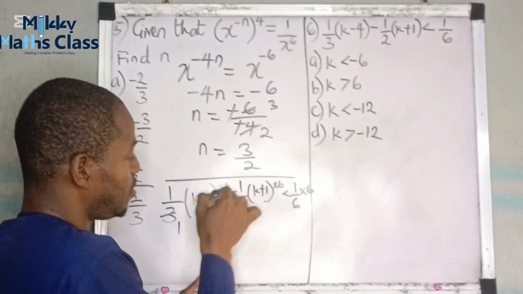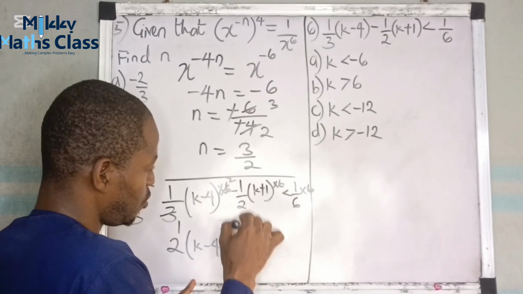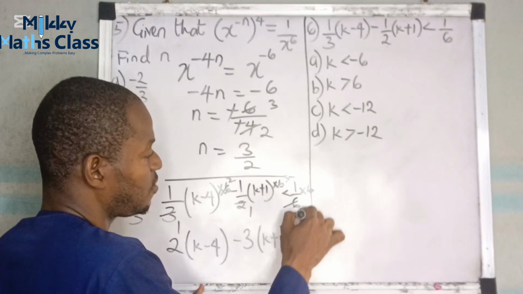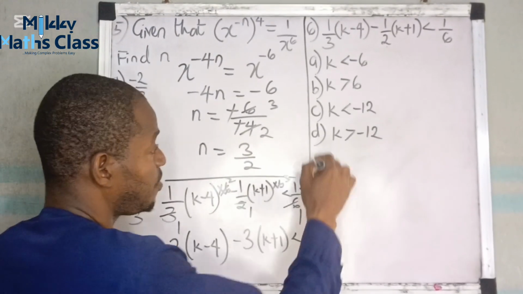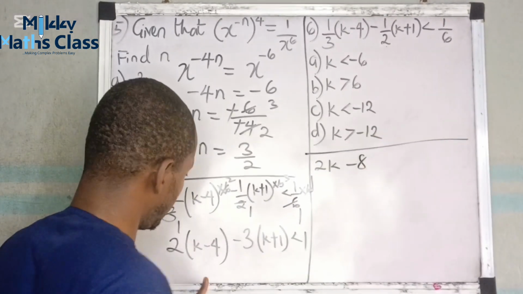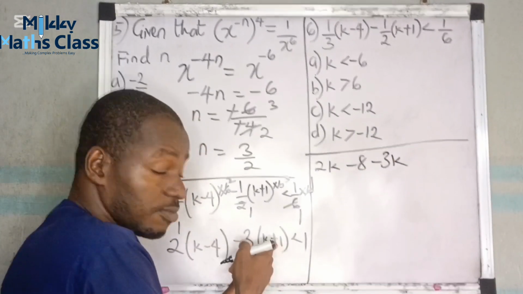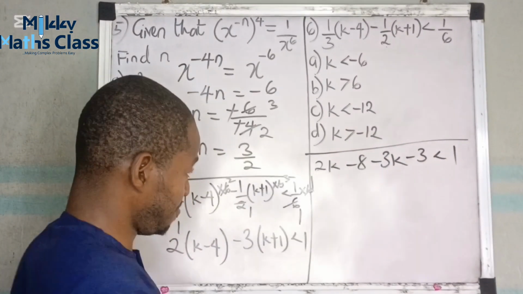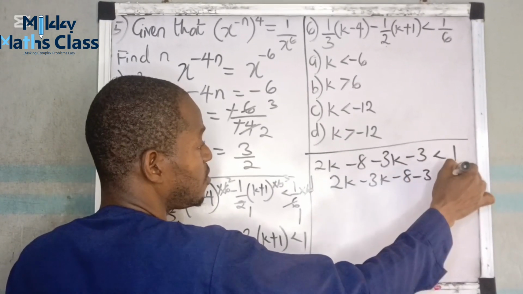So 3 in 3, 1; 3 in 6 is 2. So I'm left with 2 into bracket k minus 4, minus 2 in 2, 1; 2 in 6, 3, minus 3 into bracket k plus 1, less than 6 in 6, 1, less than 1. Now, let's expand the bracket. So 2 times k, that's 2k, minus 2 times negative 4, that's negative 8, minus 3 times k, that's negative 3k, negative 3 times positive 1, that's negative 3, is less than 1. So from here, this is 2k minus 3k minus 8 minus 3 less than 1.